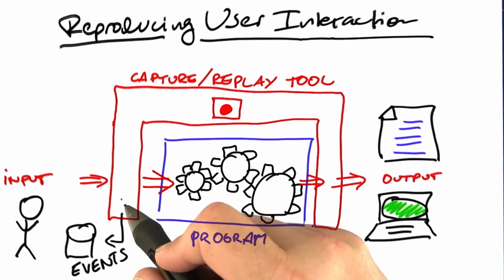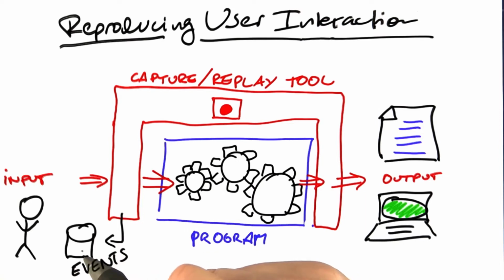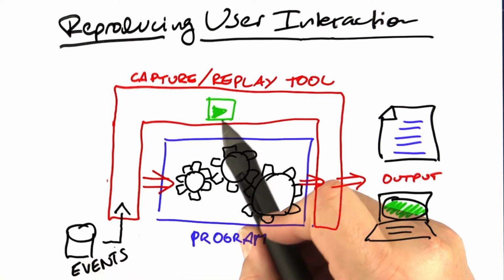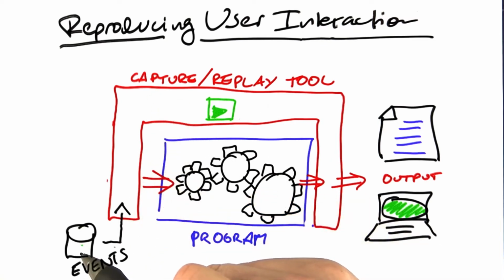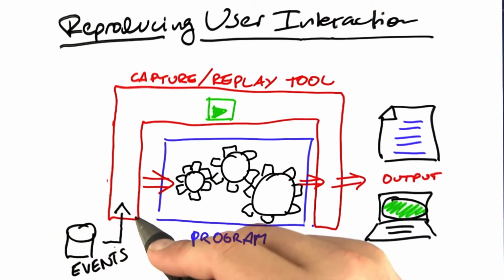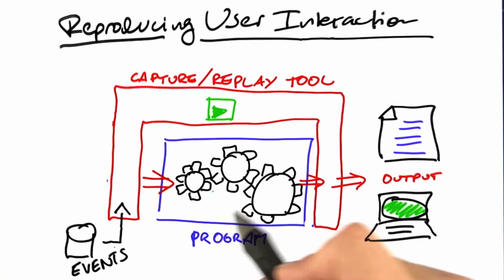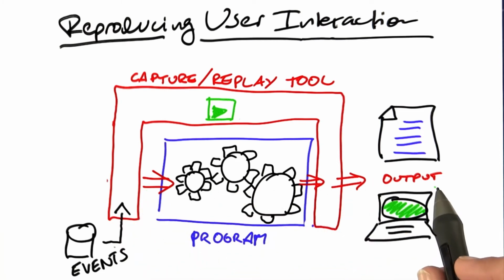But during the capture, all input from the user, that is, mouse clicks, keystrokes, and similar events, are recorded in a log file. During replay, the program executes under control of the capture replay tool, getting its inputs from the previously recorded events and thereby ignoring regular user input. That is, all the events which were previously recorded are now passed on to the program just as if they were input by the user, and the program produces its normal output.